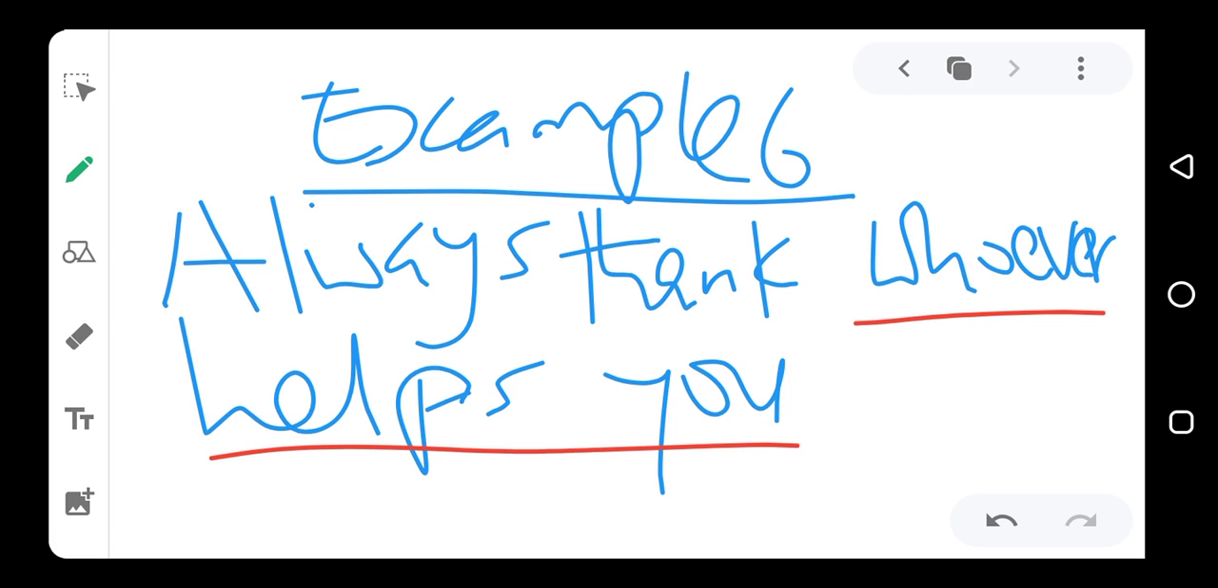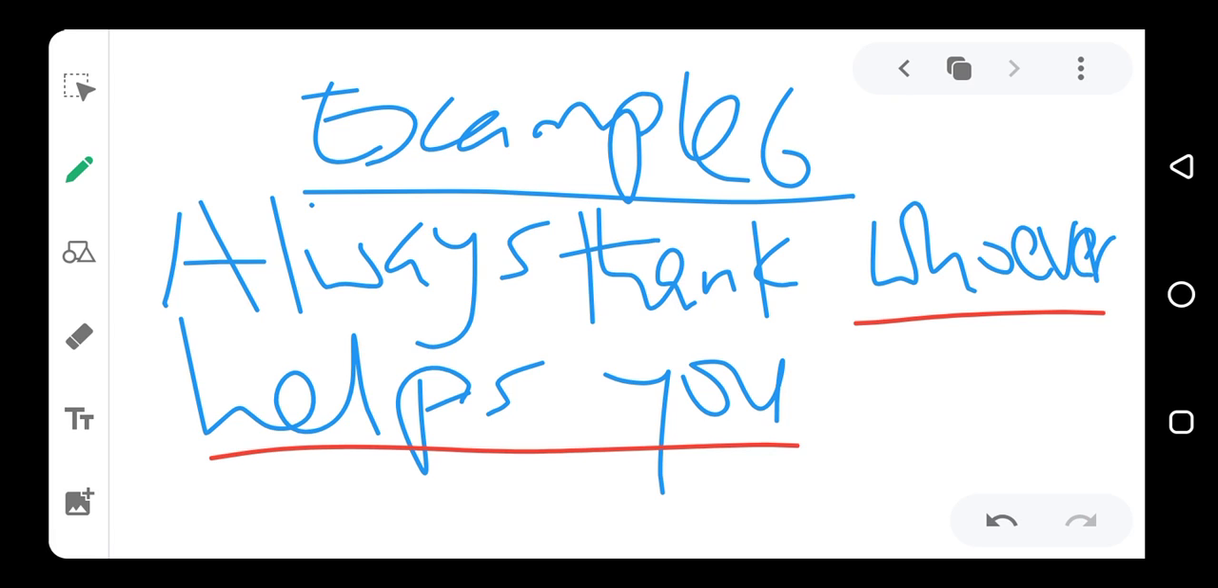We now confirm whether it is a clause or not by identifying whether it has both a subject and a verb. It must have a subject and a verb. You is a subject and helps is a verb. Therefore, we confirm that it is a clause. Now, it is coming immediately after the verb thank. Therefore, we can now confirm that it is a noun clause.